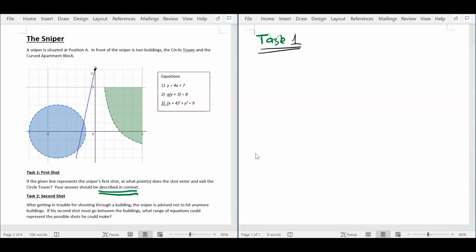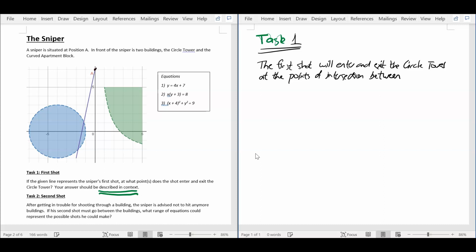It's randomly changed pen colors on me, but there we go. Task 1. I'm going to start by describing my context. So we're talking about the sniper's first shot. So the first shot will enter and exit the circle tower at the points of intersection between the shot path and the circle tower.